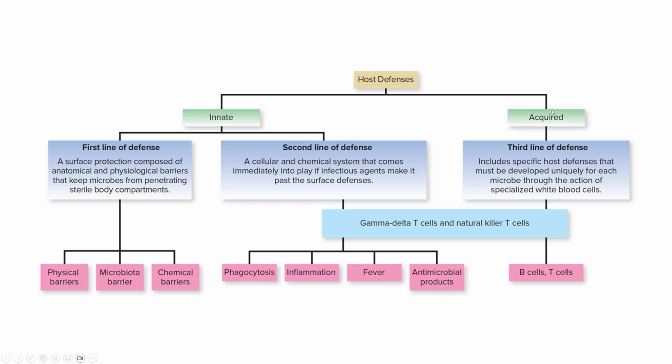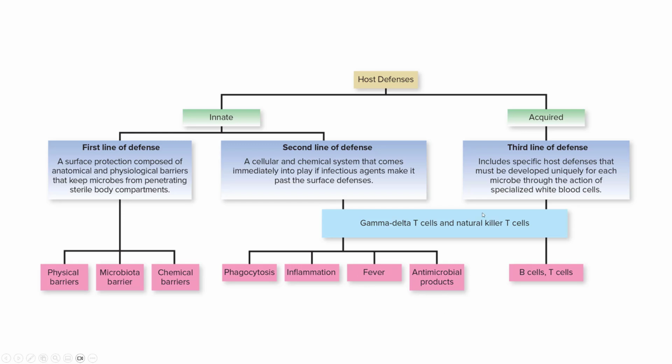When you get to the acquired or third line, this is where specific cells called B cells and T cells come into the equation. And B cells produce antibodies. So if you're familiar with antibodies, those are a product of B cells. So all of these things end up playing an accumulative role in the immune system or the defense system, but each have their own little place within the grand context.